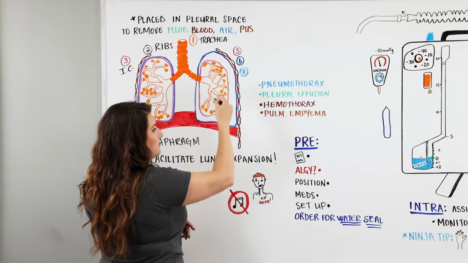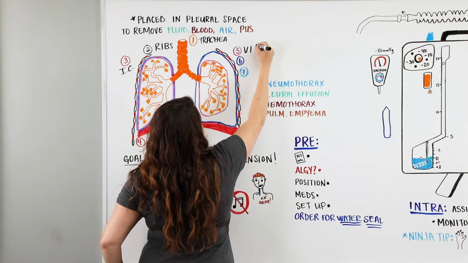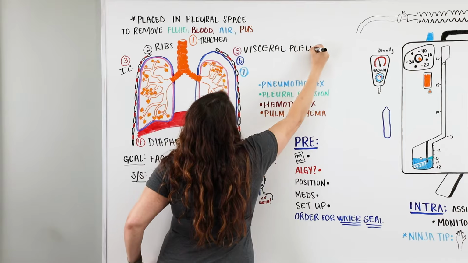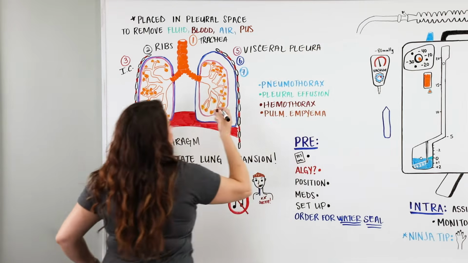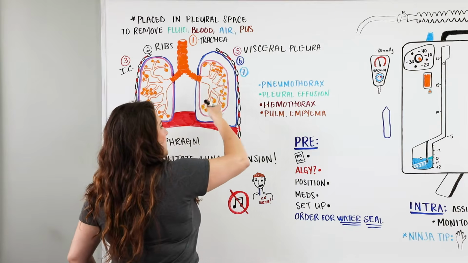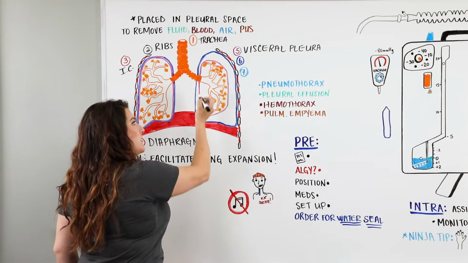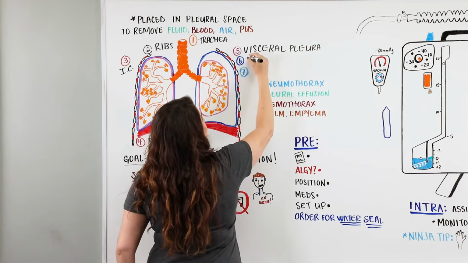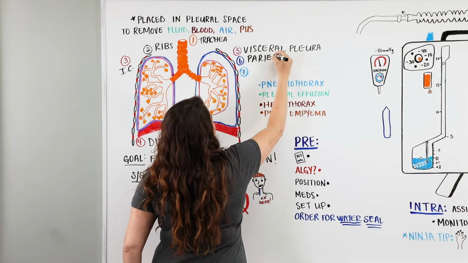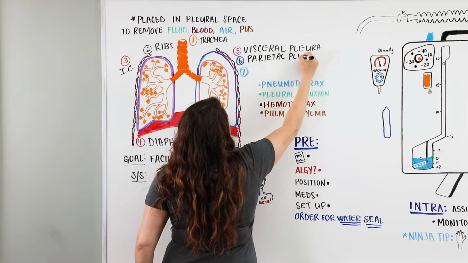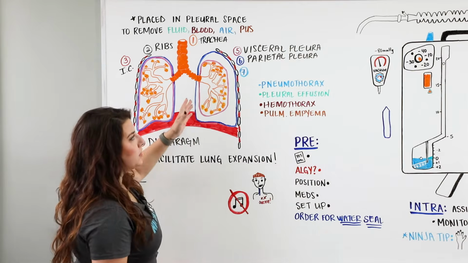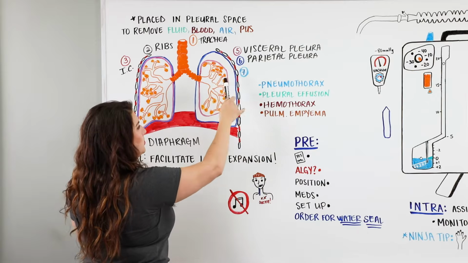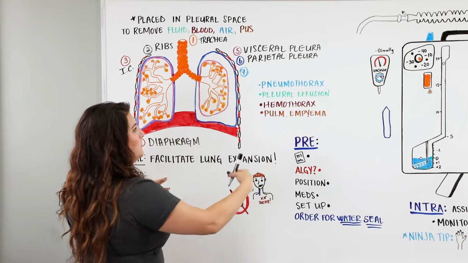What is that? This pink layer here is called our visceral pleura. What is our visceral pleura? Our visceral pleura is that lining outside of our lung that's connecting to our lung tissue. Then we have this dark blue lining here. What is that? That is our parietal pleura. And what is the parietal pleura? The parietal pleura is the layer of tissue that is connecting to the chest wall. So it's allowing for the visceral pleura to expand into the parietal pleura.